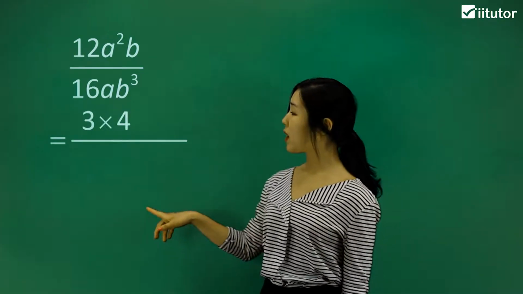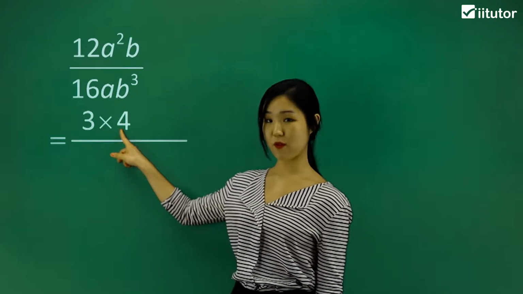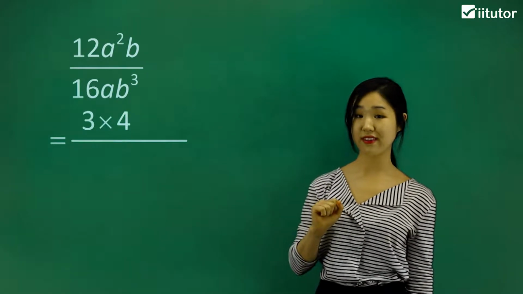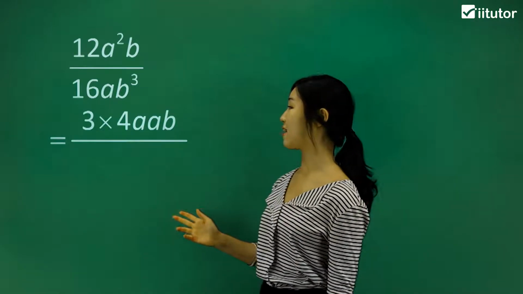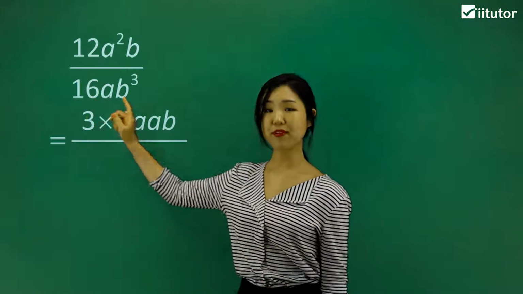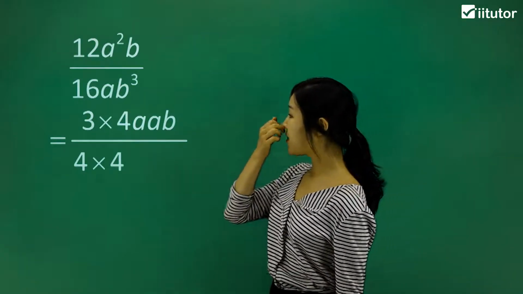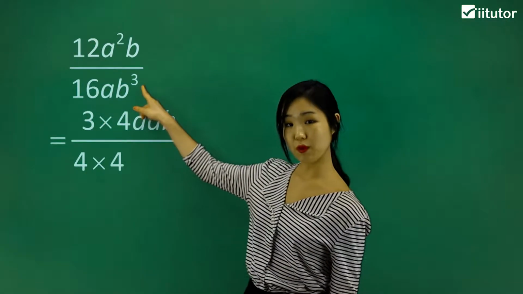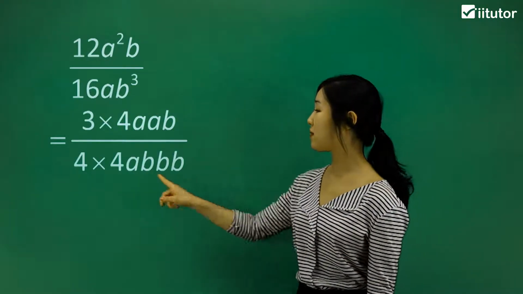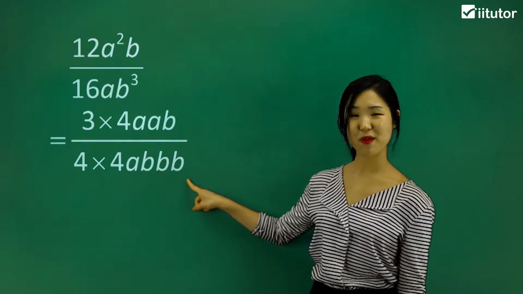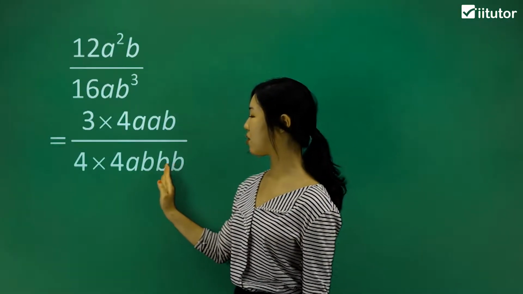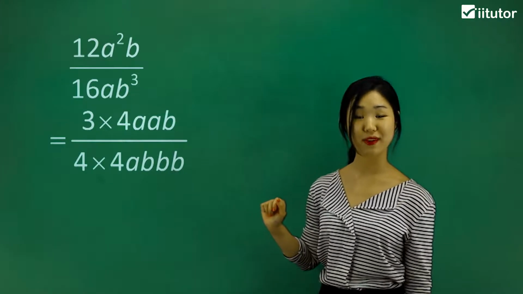So first of all, 12, I'm going to change it to 3 times 4. Now this one, a squared, it's 2 a's being multiplied together, isn't it? So I'm going to make it aa, and then the b follows. Now the denominator, 16, I'm just going to make that 4 times 4, and then we have a, b cubed, don't we? B cubed here is 3 b's multiplied together. So it's going to be a, and then the b b b. I'm not going to bother putting multiplication signs because you don't really need to. If you don't put anything in between, it simply just means multiplication, doesn't it?